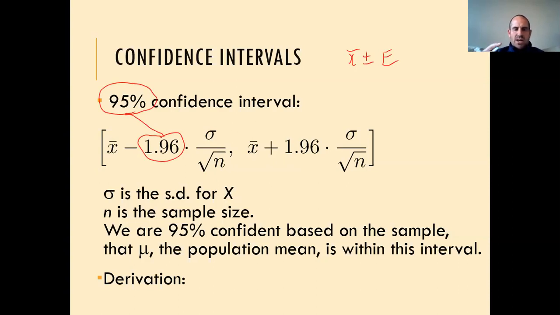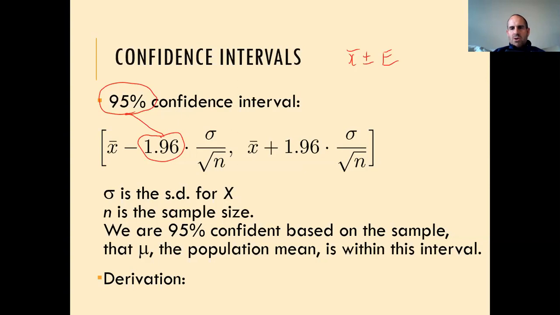You go down by 1.96 times sigma over the square root of n, where n is the sample size, and you add 1.96 times sigma over the square root of n. That will be an effective confidence interval in the case where you know the population standard deviation, which honestly isn't going to be all that likely, but this is the formula for this thing.